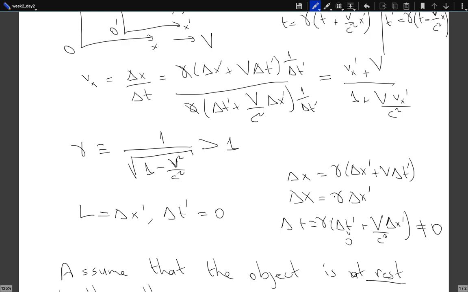But this delta x is not the length of the object. It's how you interpret it that makes the difference. This is not the length of the object because you are not measuring the beginning and the end points of the moving object at the same time. The interpretation is wrong. The derivations are all correct.